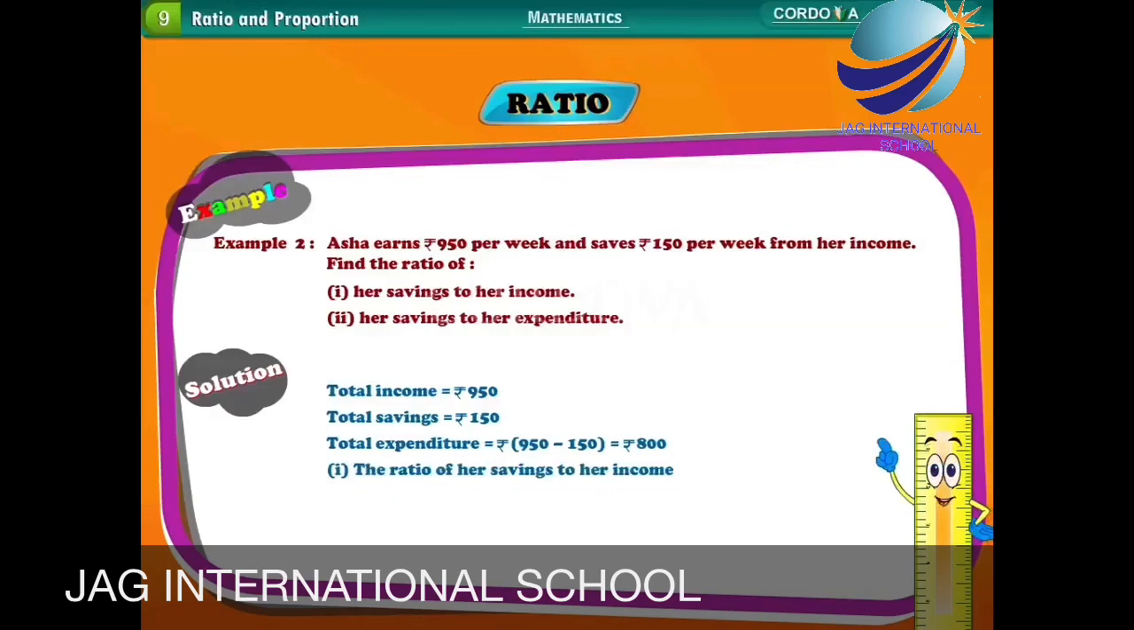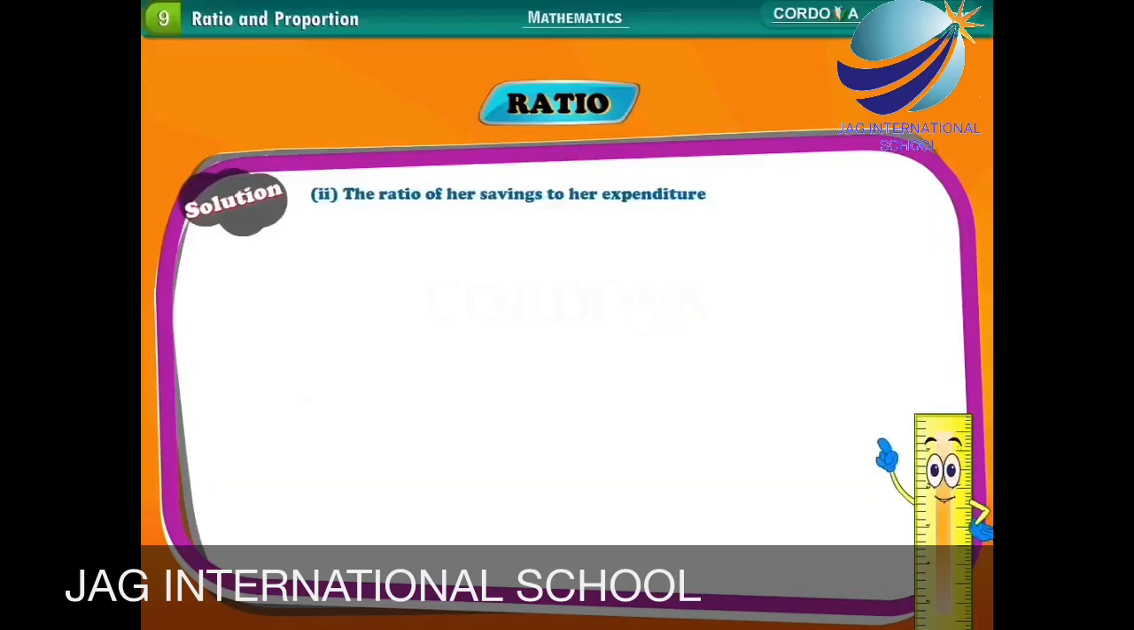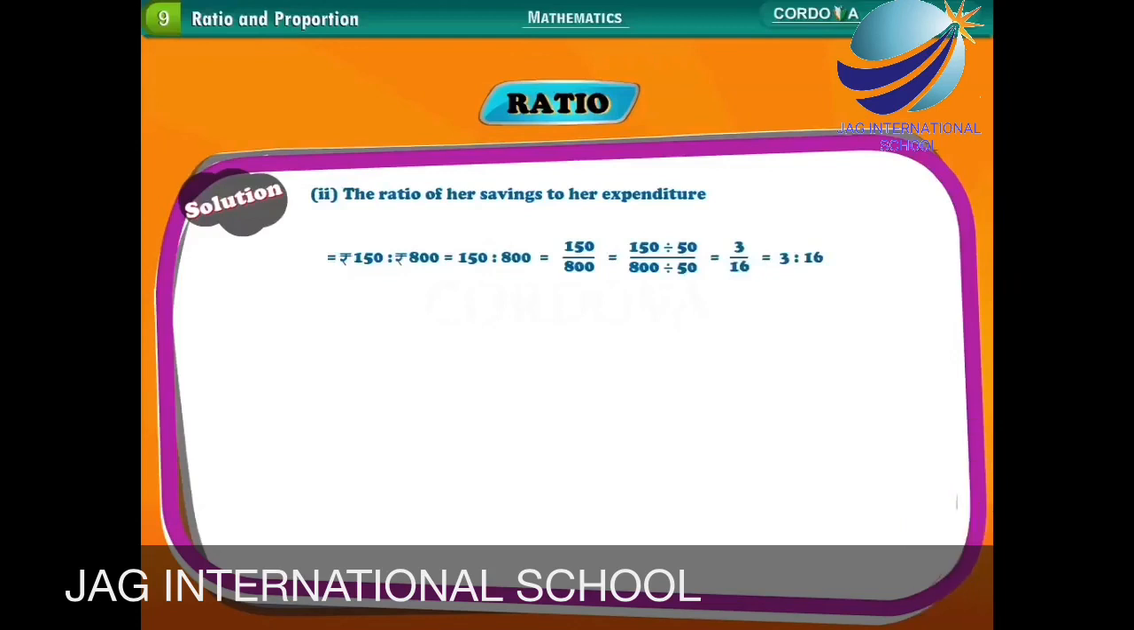The ratio of her savings to her income is equal to Rs 150 is to Rs 950, which is equal to 150:950, which is equal to 150 upon 950, which is equal to 150 divided by 50 upon 950 divided by 50, which is equal to 3 upon 19, which is equal to 3:19. The ratio of her savings to her expenditure is equal to Rs 150 is to Rs 800, which is equal to 150:800, which is equal to 150 upon 800, which is equal to 150 divided by 50 upon 800 divided by 50, which is equal to 3 upon 16, which is equal to 3:16.